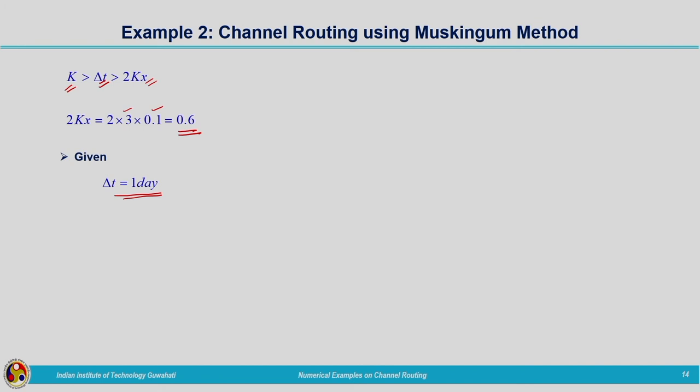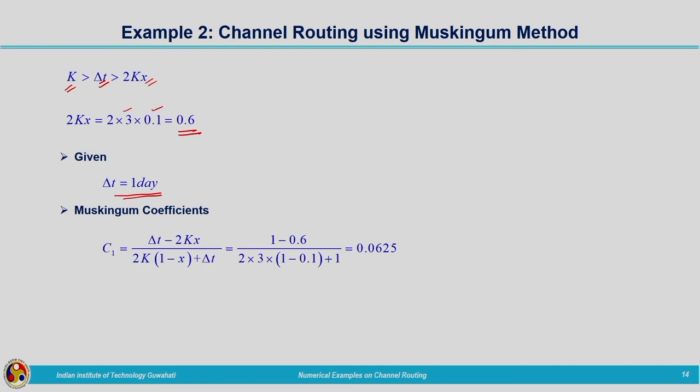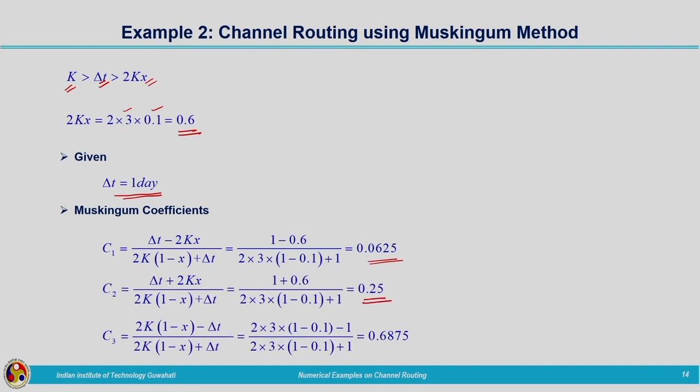So, delta T is given to you. In case delta T is not given to us, based on the values of K and X, we can choose a suitable value corresponding to delta T. Now we can calculate the Muskingum coefficients by substituting the suitable values in the coefficient equation. So, C1 is calculated to be 0.0625, C2 is 0.25 and C3 is 0.6875. Just substitution in the equations corresponding to C1, C2, C3. So, those values we have already computed now.